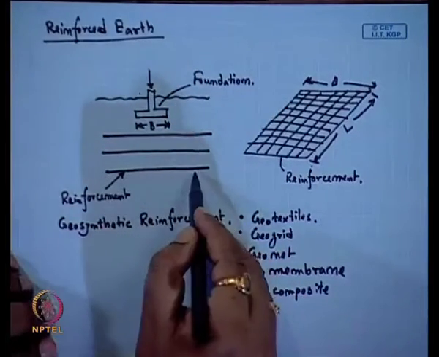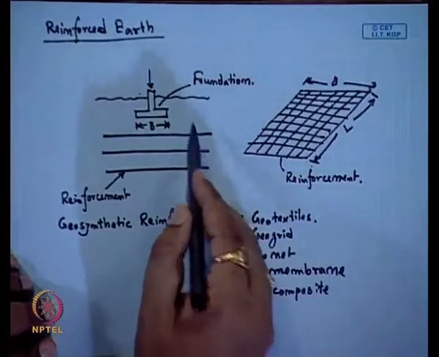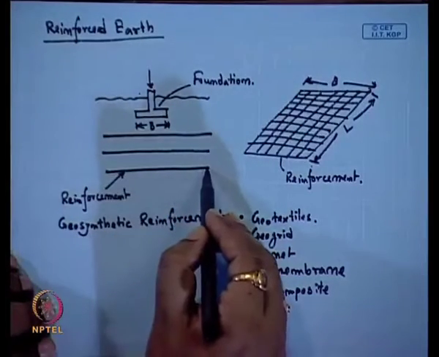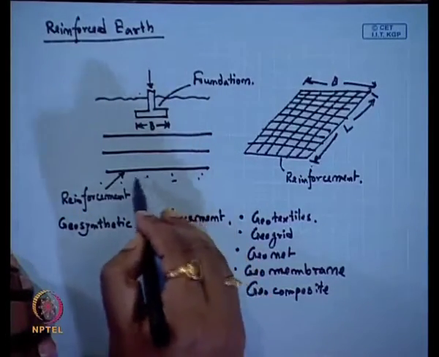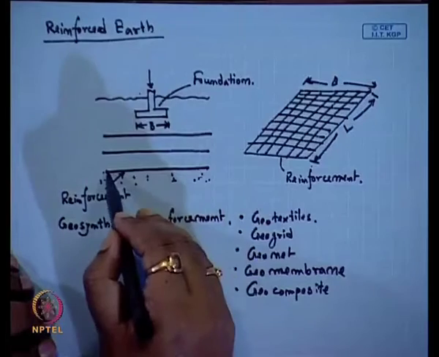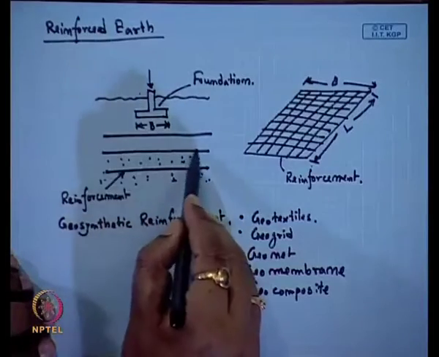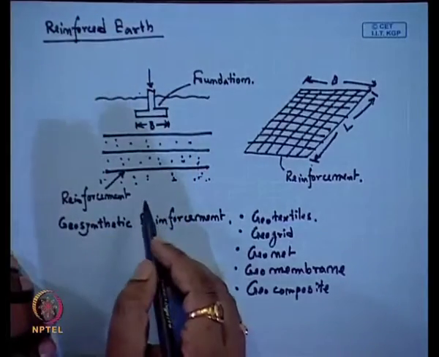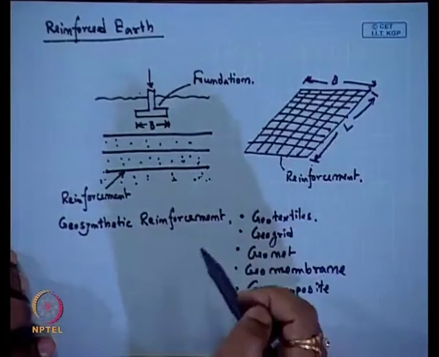Because it is placed horizontally, it is basically suitable for filling type of material. Suppose in this area, first we will place the reinforcement on the existing soil, and above that we can place some granular filling soil. Then inside this soil we place another reinforcement, then again granular soil, then another reinforcement, then soil again, and then the foundation will be constructed. So, basically geosynthetic reinforcement is suitable for filling type of material.